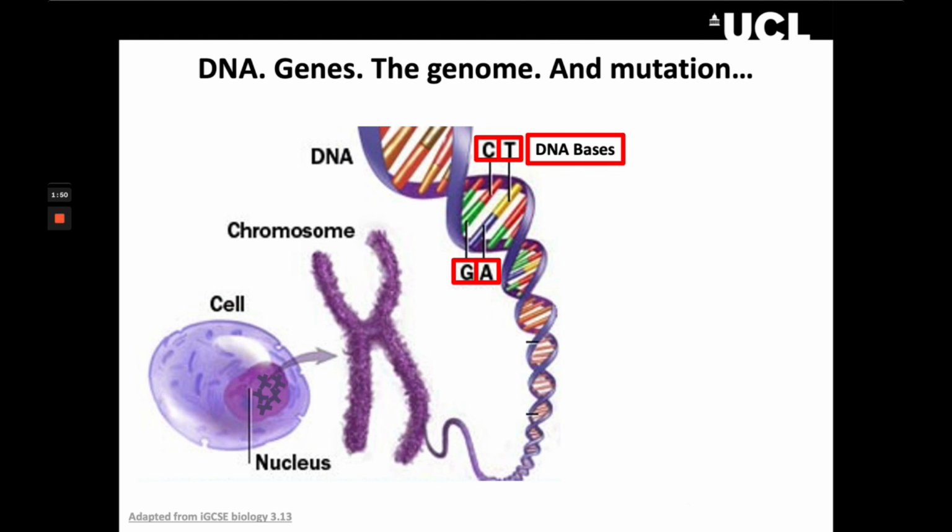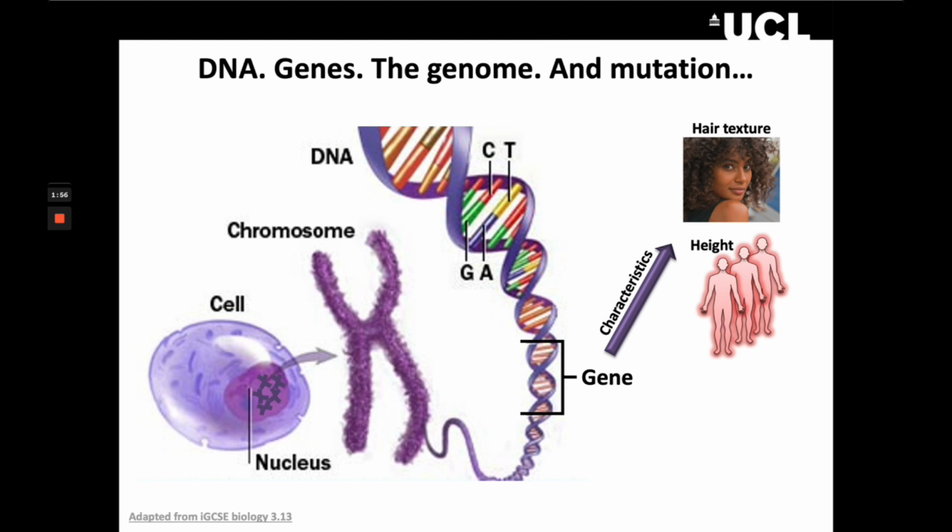Your DNA is split into sections that we call genes, and these genes code for characteristics such as your height and the texture of your hair. Genes are also translated into proteins that can influence how certain cells develop and how they function.